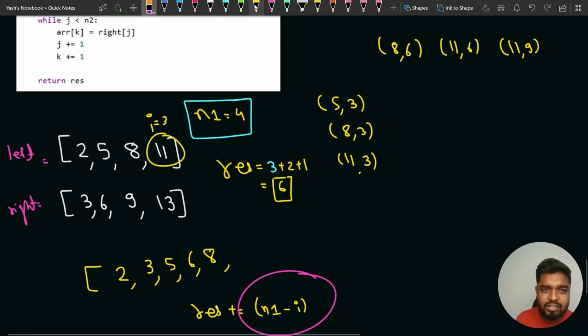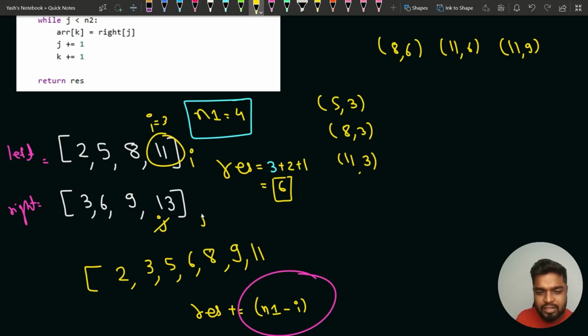Now after this, what will happen? Since my jth element was lesser, 9 will be updated in the array, and then my j will move forward. Now my ith element is lesser, so 11 will be updated here, and then I will move forward, and then j will be processed. So 13 will be processed, and you can see the inversion count for the left and right array comes out as 6 here. Total 6 pairs are there.